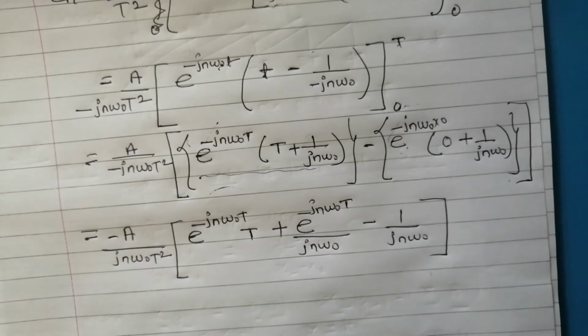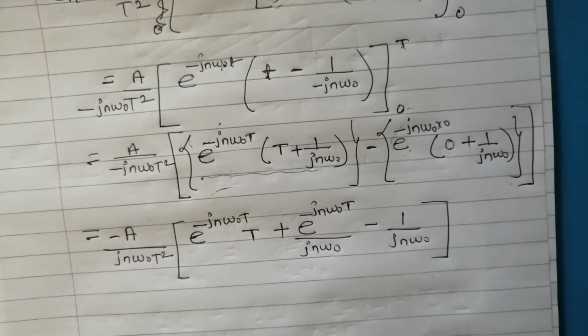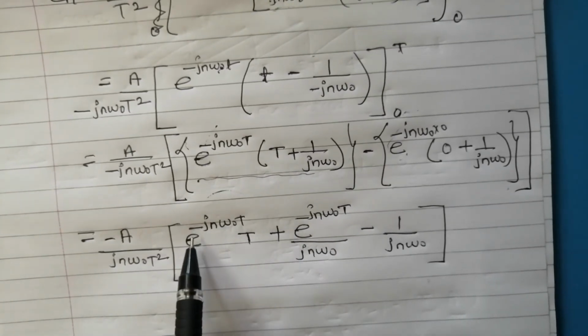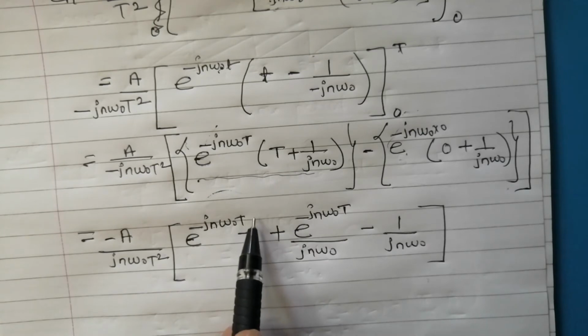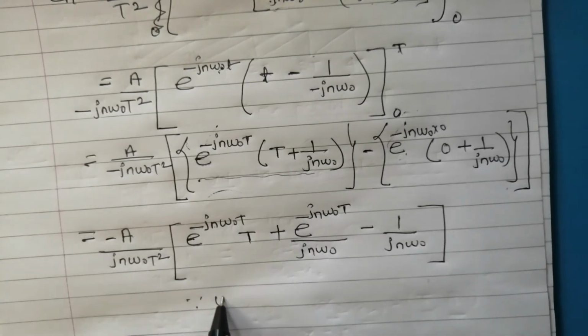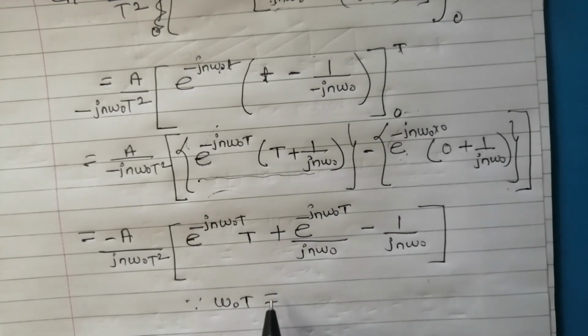Okay, now let us see, in this particular part we have jn omega naught T. So now what is omega naught into T part?